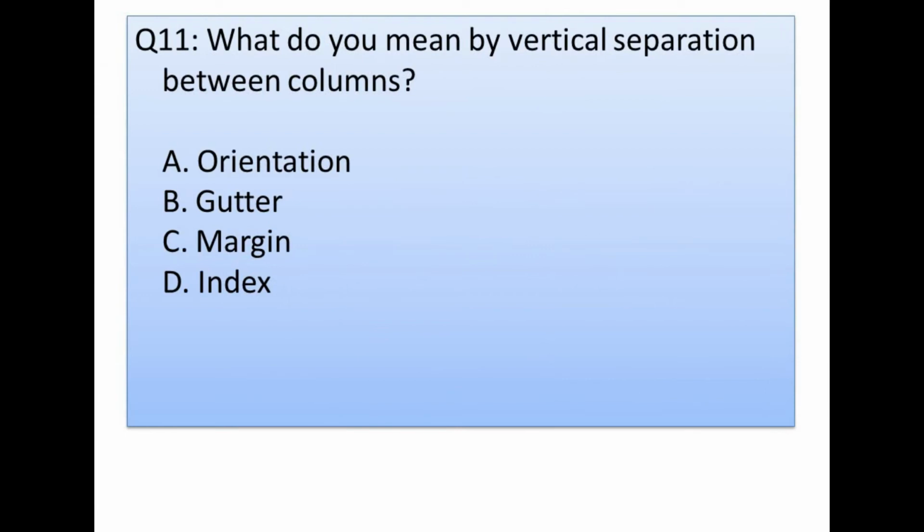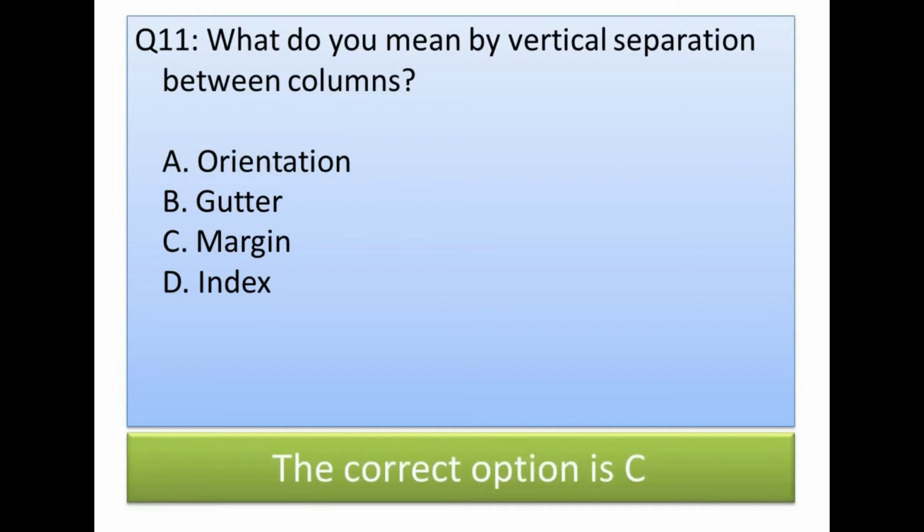What do you mean by vertical separation between columns? Orientation, gutter, margin, index. So the correct option is C.